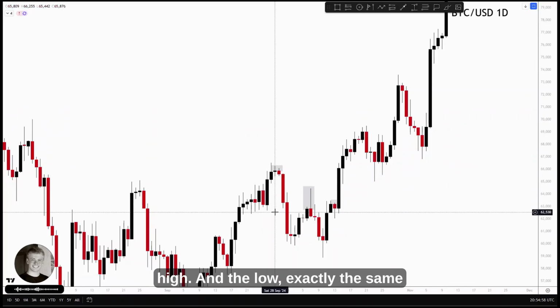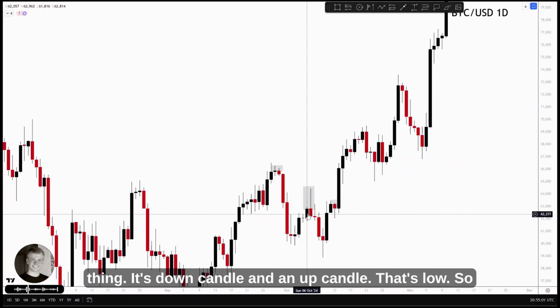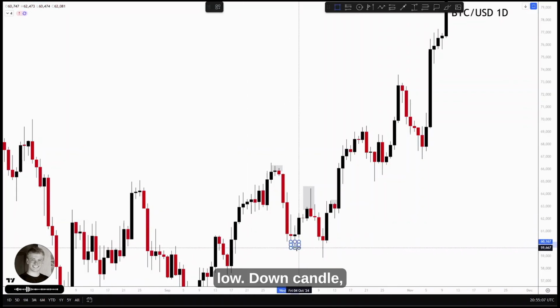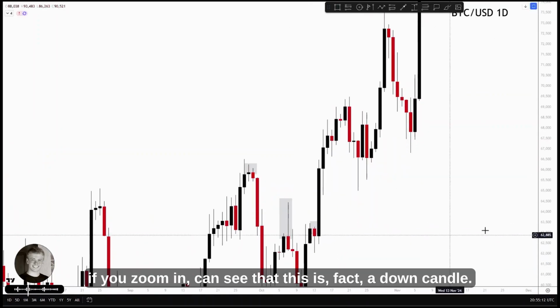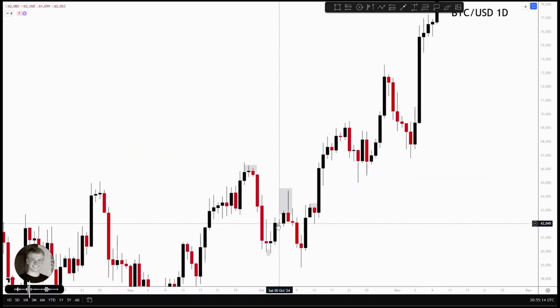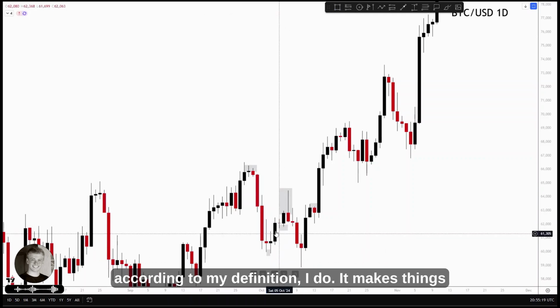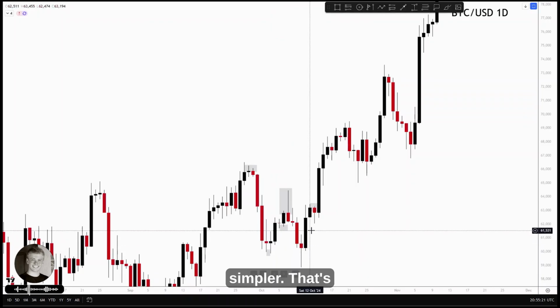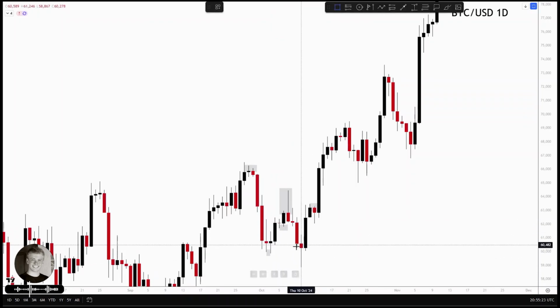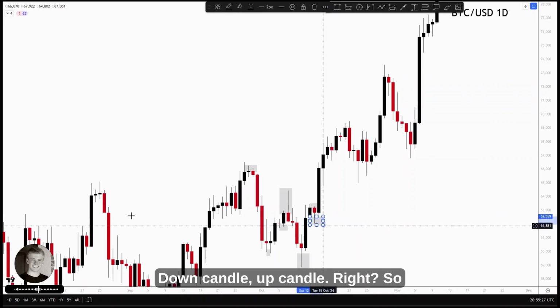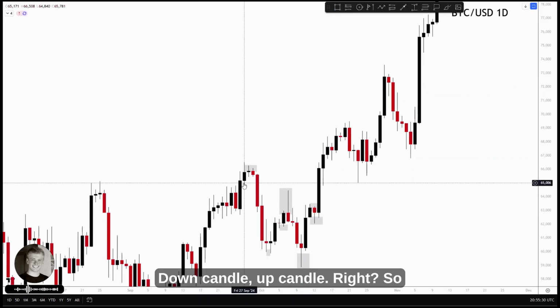That's a high. And the low is exactly the same thing. It's a down candle, then an up candle. That's a low. So down candle, up candle, that's your low. If you zoom in, you can see that this is in fact a down candle. Most people won't classify this as a low, but according to my definition, I do. It makes things simpler. That's a low, down candle, up candle. This is also a low, down candle, up candle, right?